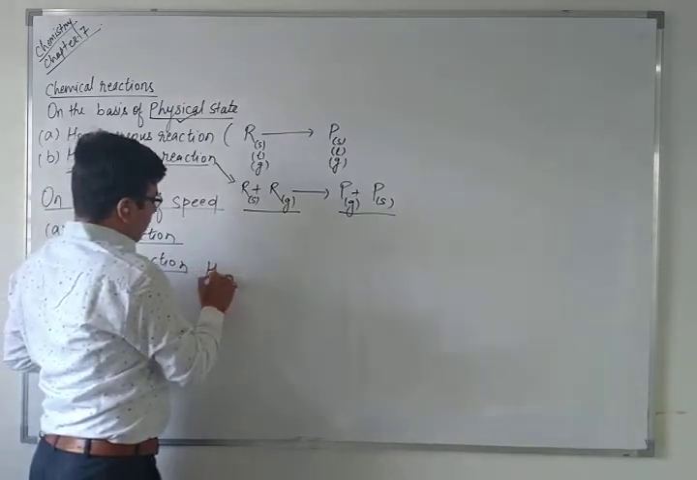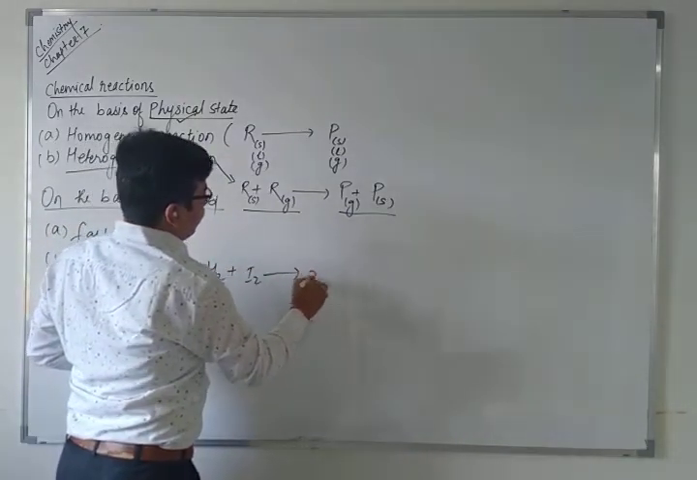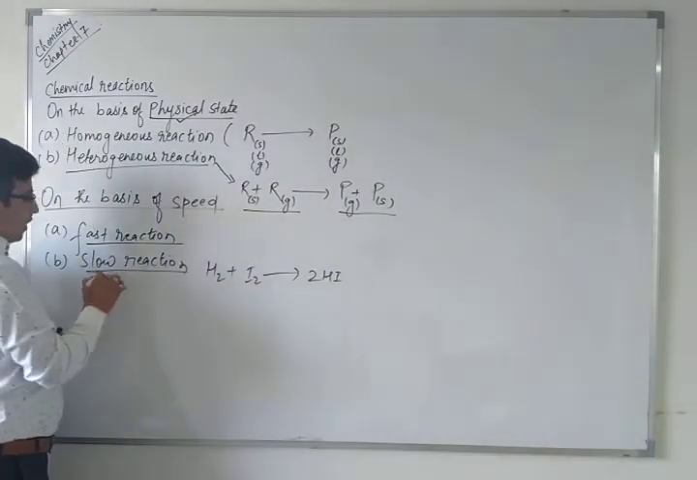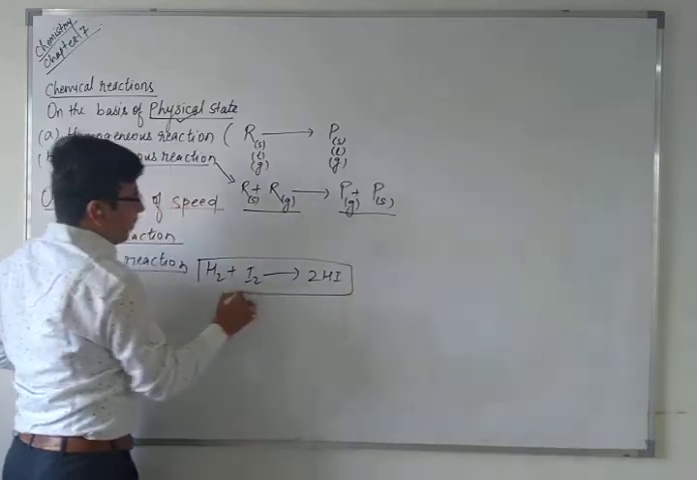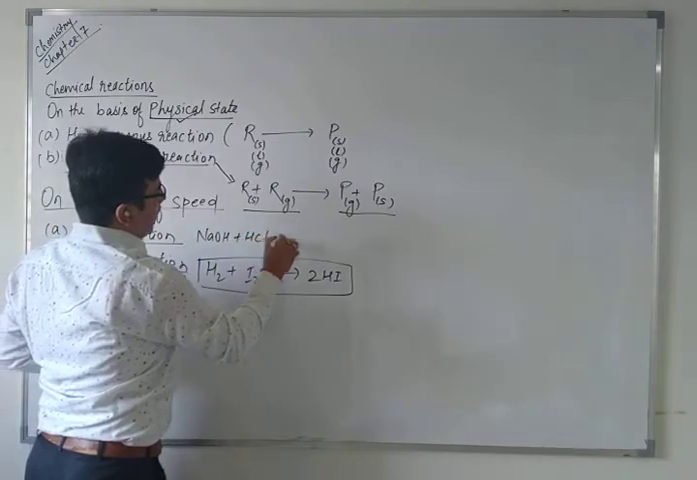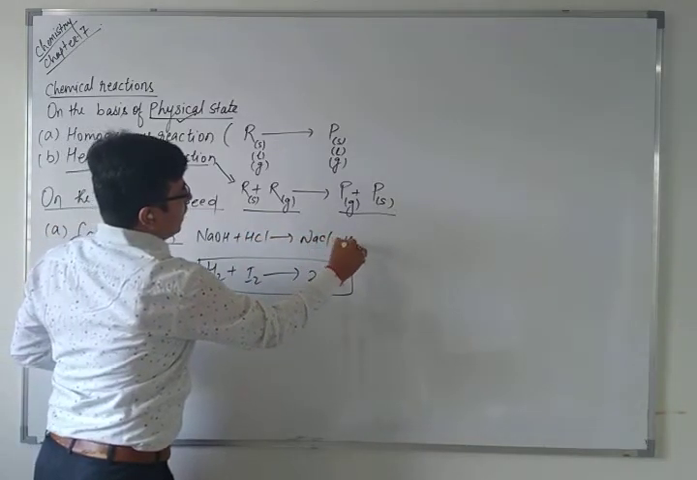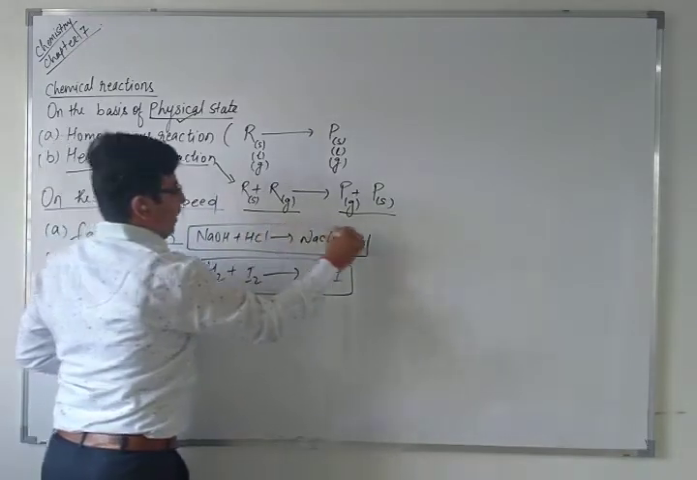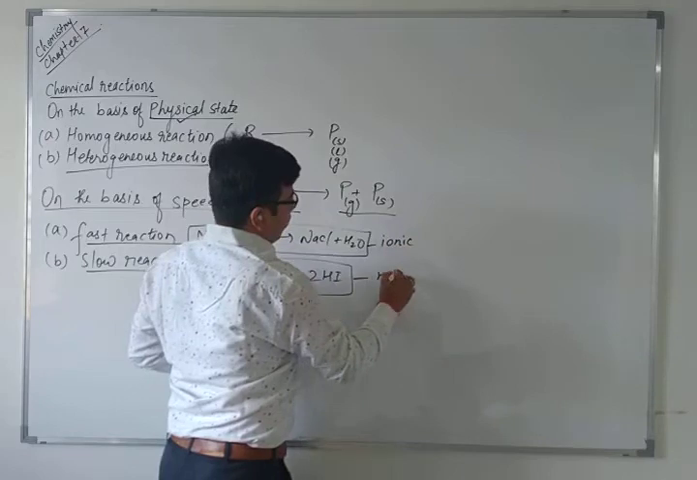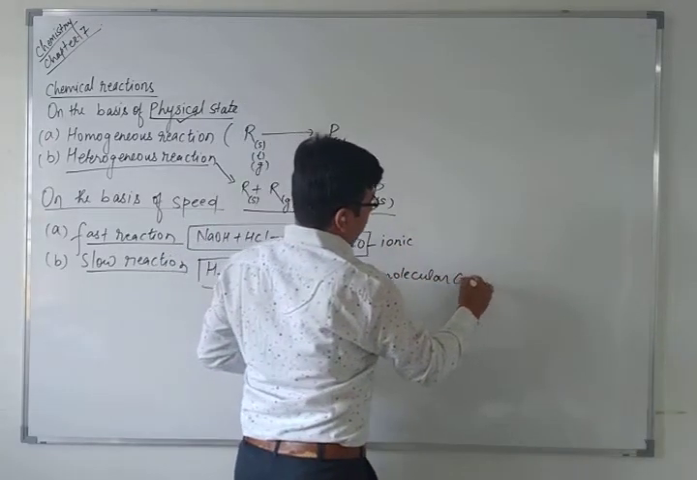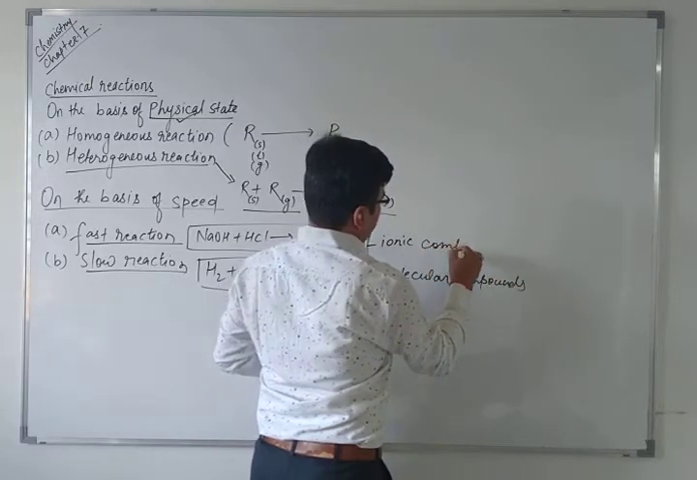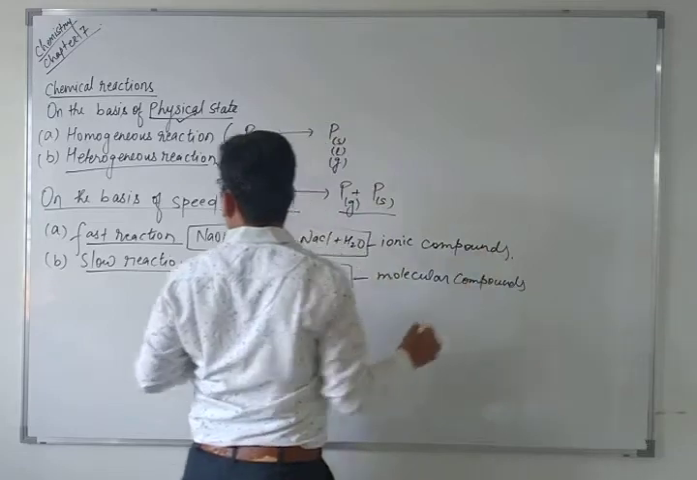just suppose hydrogen gas is there and iodine gas is there. They both form HI. Here it's called a molecular reaction. So here it's easy to determine the rate of reaction. But if I talk about NaOH and HCl, it gives you NaCl plus H2O. So here the rate of reaction is difficult to determine. It's called an ionic reaction, ionic compounds, and these are molecular compounds, and the fast reactions are ionic compounds. So this was on the basis of speed.